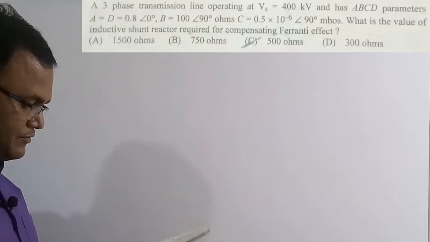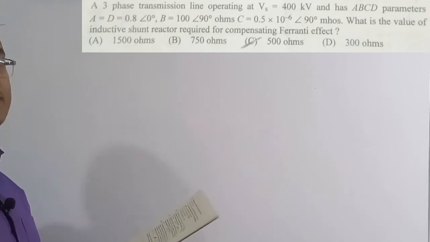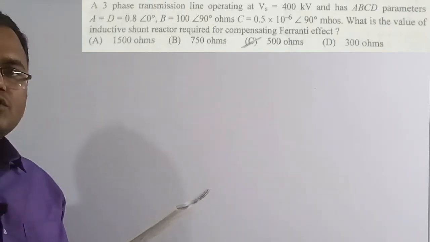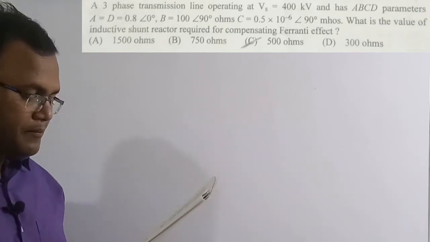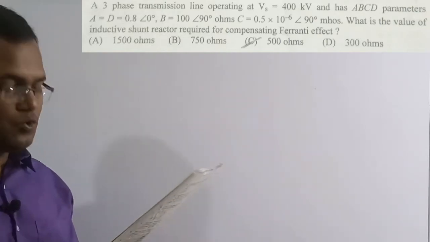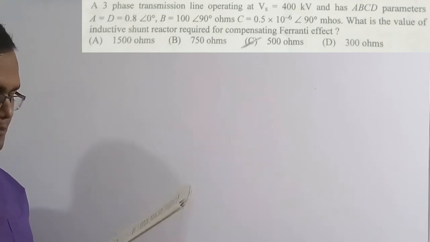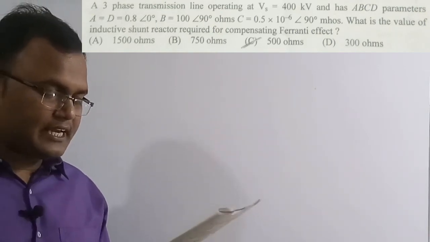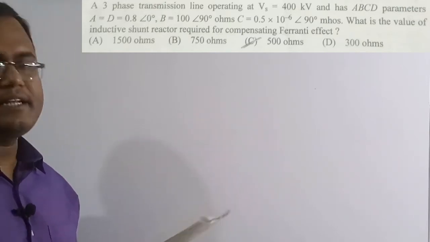Now we are going to solve the 40th question. See the question here. A three-phase transmission line operating at supply voltage Vs equal to 400 kV has ABCD parameters of A equal to D equal to 0.8 at an angle 0, B equal to 100 at an angle 90 ohms, and C equal to 0.5 into 10 to the power of minus 6 at an angle 90 mhos. What is the value of the inductive shunt reactor required for compensating the Ferranti effect?